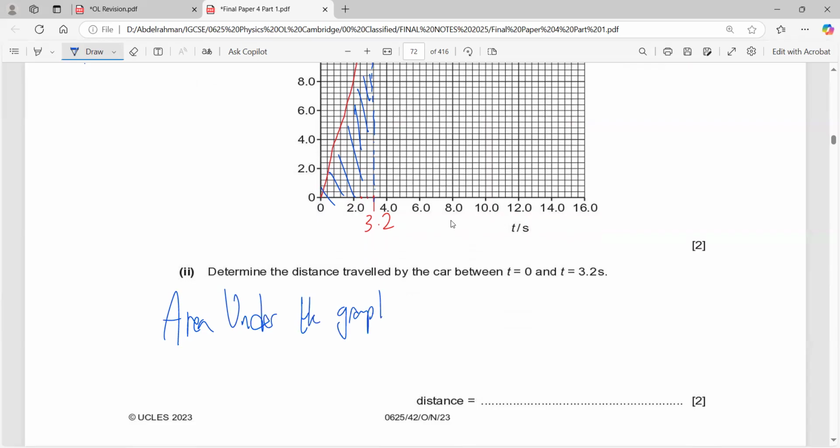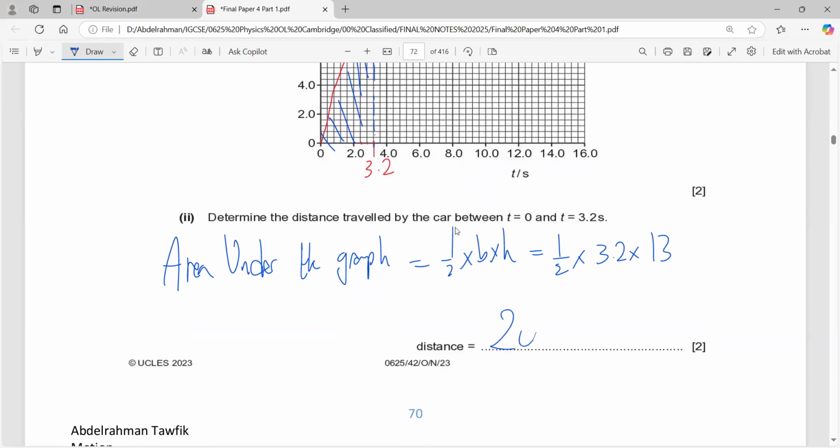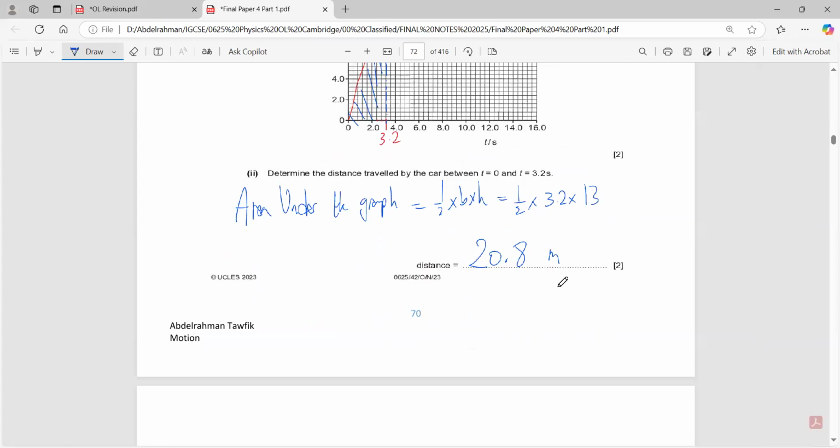The area of the graph here is half times base times height, so half times 3.2 times the height, which is 13. What will it be? Times 13 is 20.8 meters. Or you can write it as 21 meters. Both are correct, so 20.8 meters or 21 meters. Any questions?